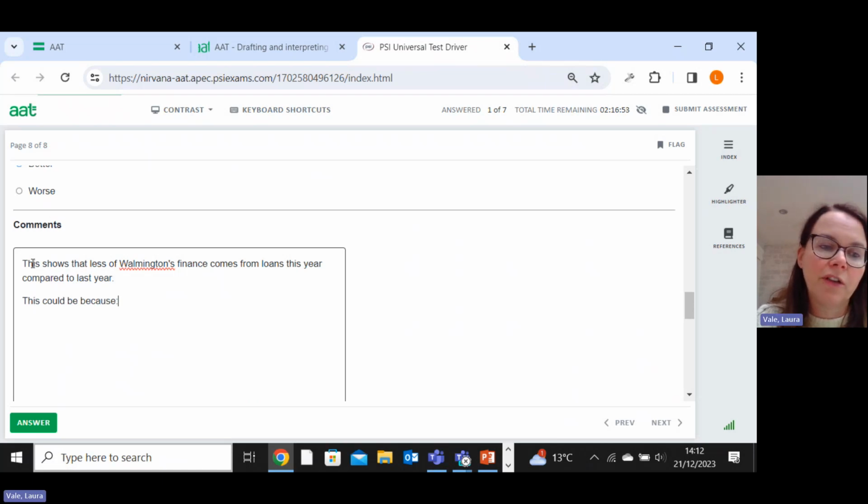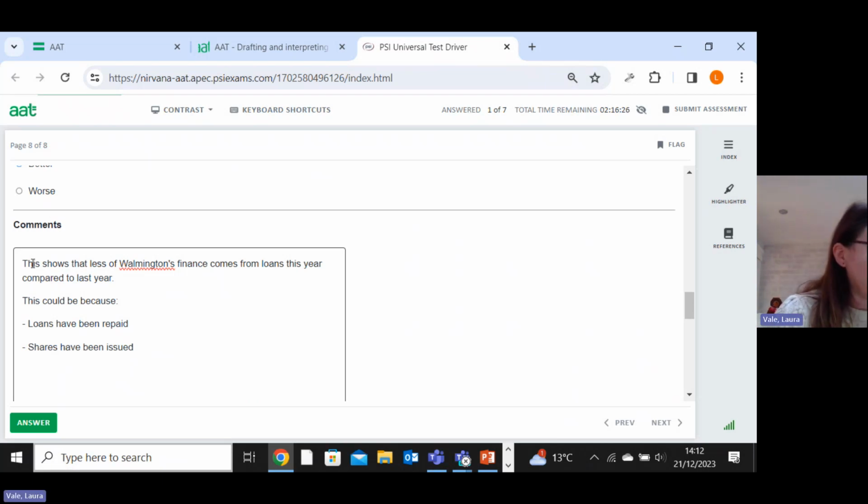This could be because, so what are the reasons? So loans have been repaid. So obviously you've got less loans, then less of your finance comes from them, or it could be shares have been issued. Right, let's see if that would have got us full marks. So we've said it's better. We could have added in there, actually, that's quite a good point. We could have said this shows that less of their finance comes from loans, which is less risky. That's quite a good thing to write when it's to do with gearing.